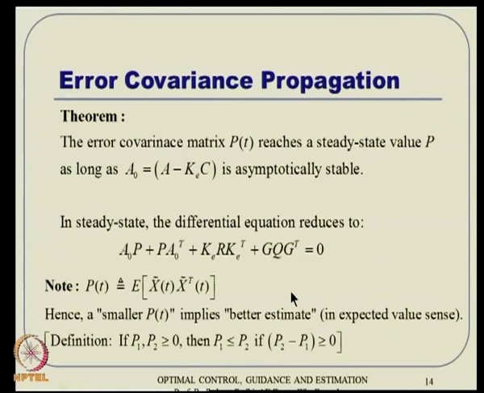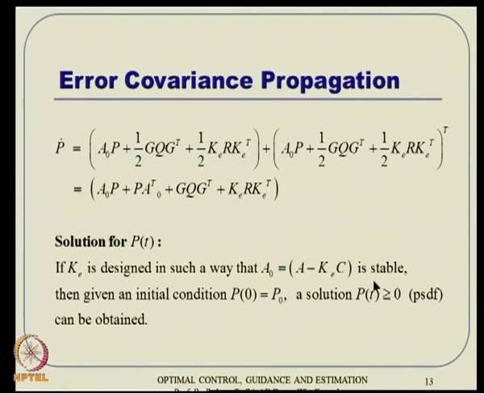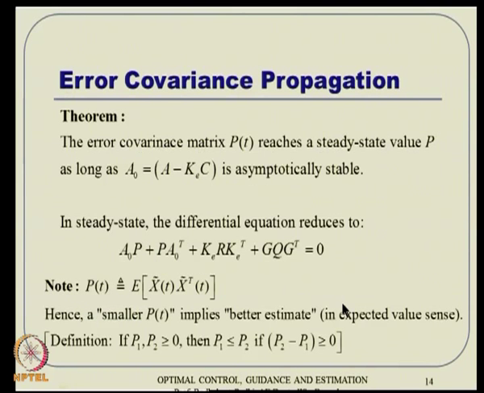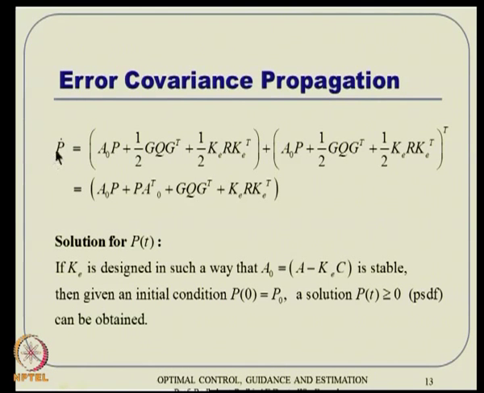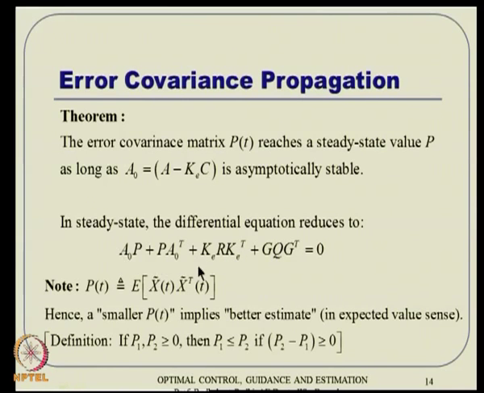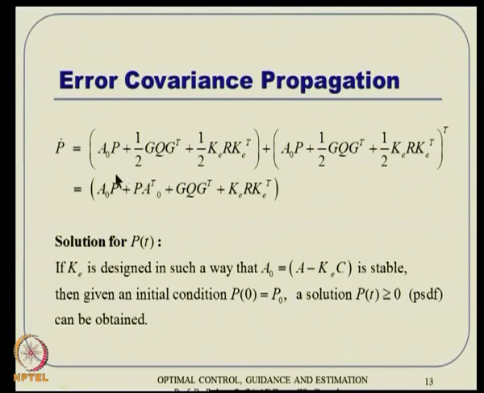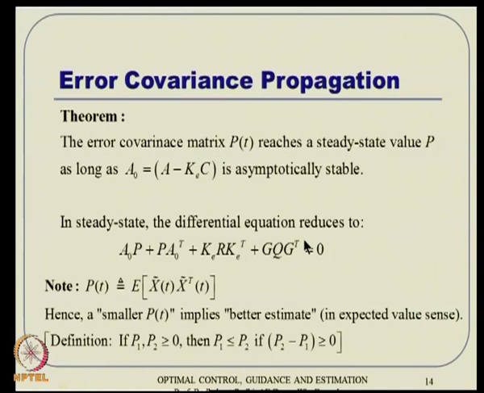And there is also another theorem which tells us that the error covariance matrix P of t actually approaches a steady state value P as long as this is asymptotically stable. Actually, not only is there a positive definite solution, but it actually goes to some sort of a steady state solution. If we want that particular steady state solution only, then P dot has to be 0 basically. So, this entire expression is nothing but p dot is 0, hence the entire expression is equal to 0 basically.